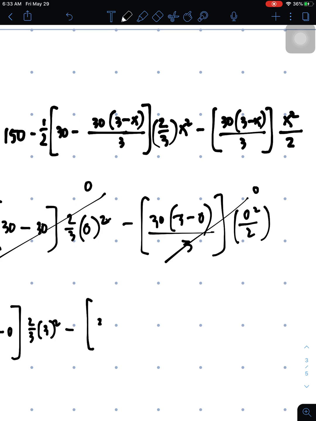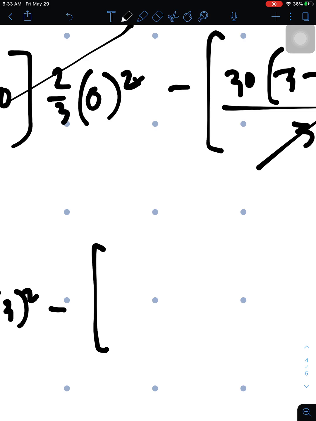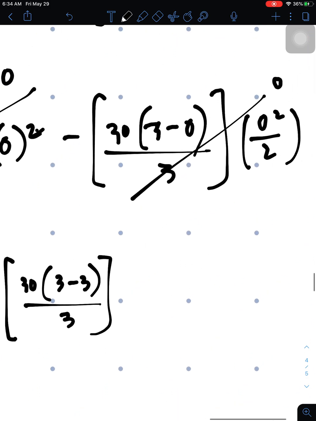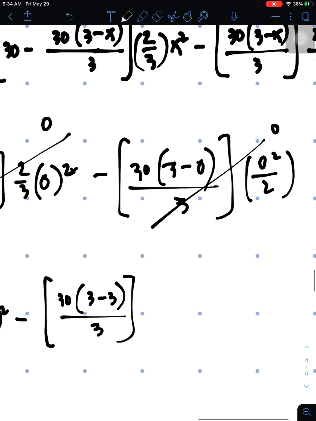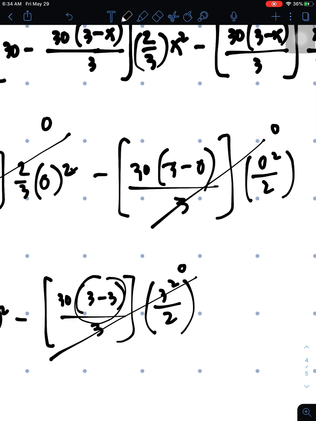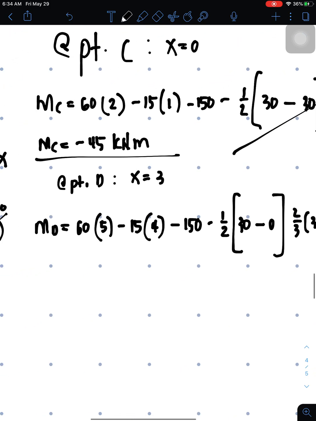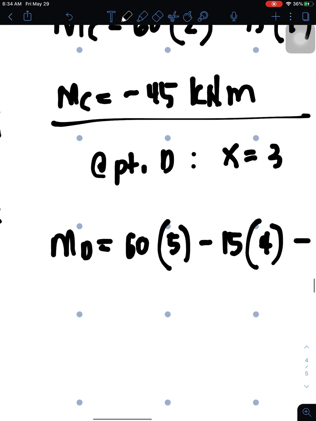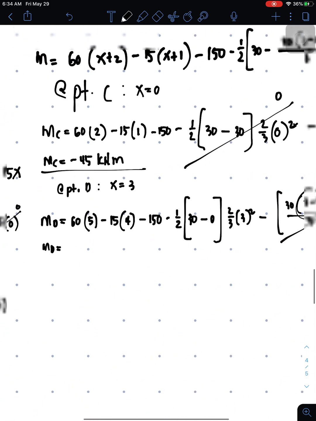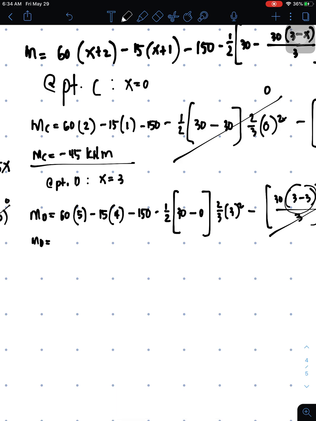Minus 30, this one, 30 times 3 minus 3 over 3 times x squared over 2. So you have 3 squared over 2. But somehow 3 minus 3 is 0. So this is 0. And then our MD is atong i-compute. You have 60 times 5 minus 15 times 4 minus 150 minus 1/2 of 30 times 2/3 of 3 square. 0.